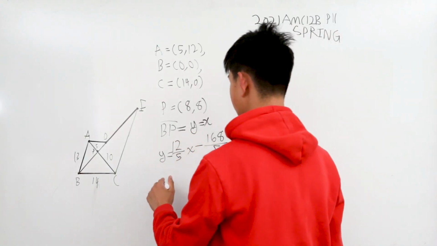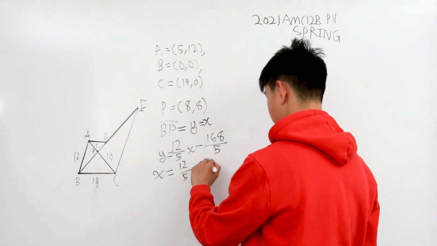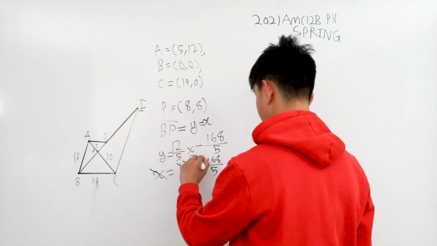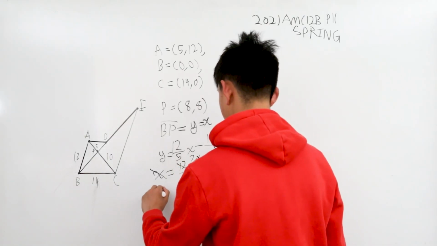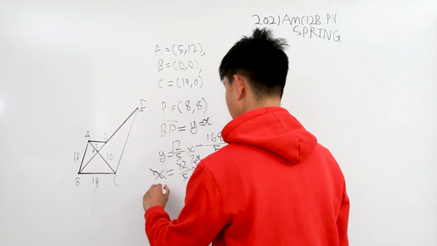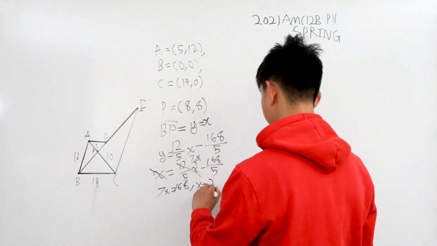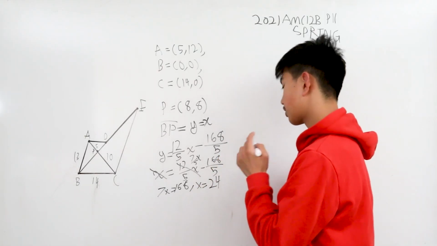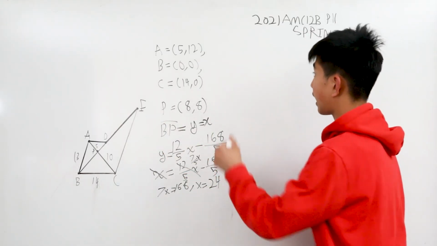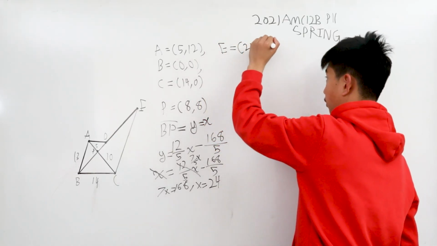From BP, this is x equals 12/5 x minus 168 over 5. This gets canceled out. This is 7/5 x. Then when you remove the 5s from the denominators and shift this term over here, 7x is equal to 168. So x is equal to 24. That's the x component of this point E. Since we know it lies on the line y equals x, E has coordinates (24, 24).